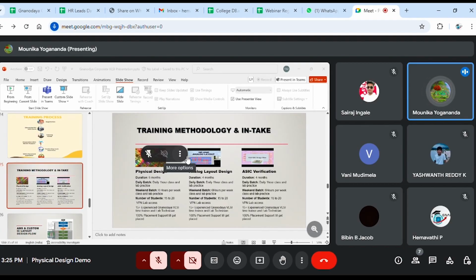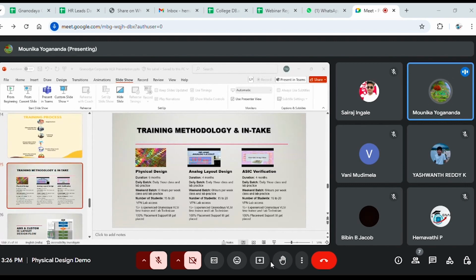Then later on, we will conduct the mock interviews with your trainer or with your junior trainer, to give basic knowledge of how the real time interview is going to happen. Those things we are going to help you with. Here, 100% placement assistance that I have mentioned already, like how the 100% placement we are going to provide.